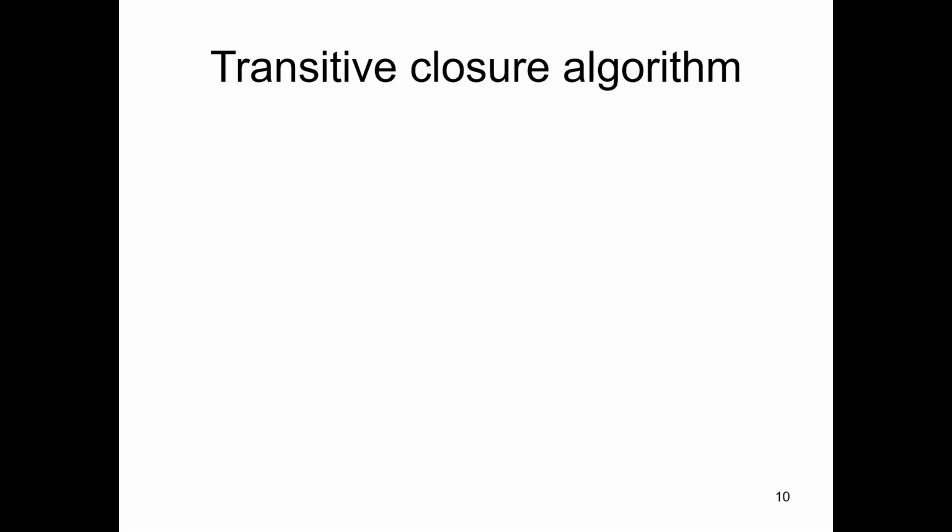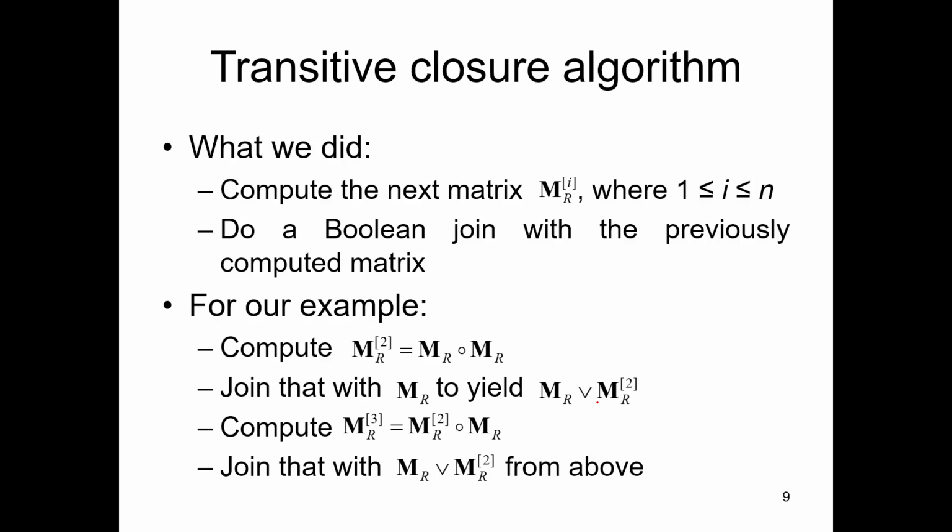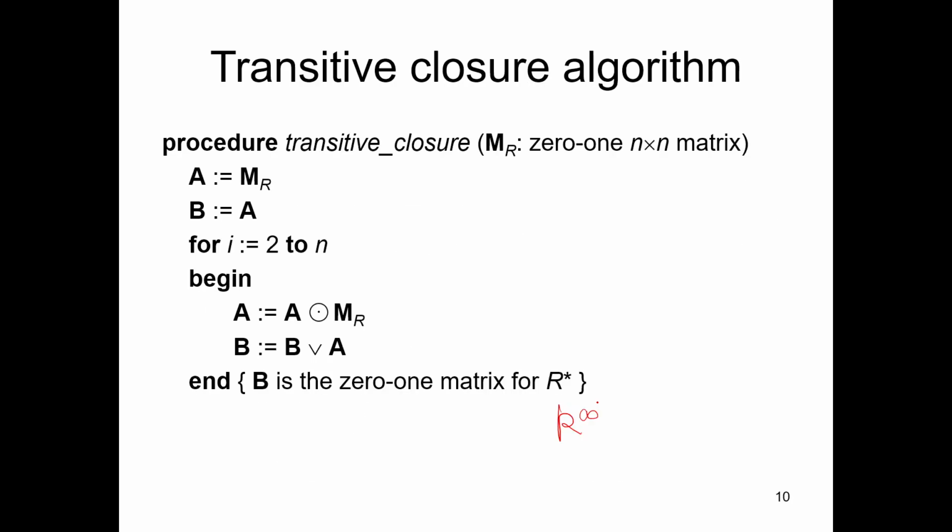So, the transitive closure algorithm improves this, right? This is the transitive closure algorithm, and this is what we did, just expressed as an algorithm. We started with MR, and then we saved A in B. And what we do is we just take the Boolean product with MR again, and we take the join with A. Finally B will contain the 0, 1 matrix of R infinity, right? The same procedure as has been shown over here. We are doing the same thing.